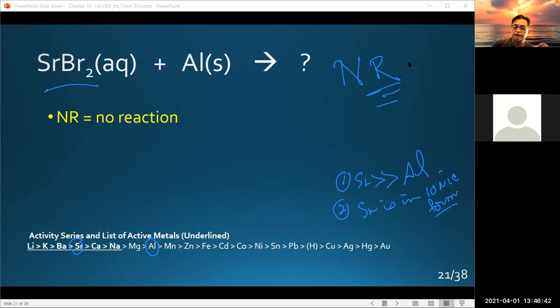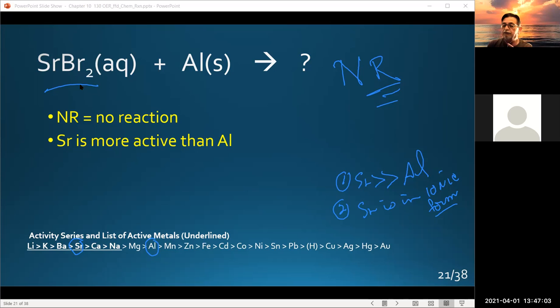No reaction, because strontium, Sr, is a lot more reactive than aluminum, and Sr is already in ionic form. It's in the compound form already, so it's in its most stable form. So you get no reaction.